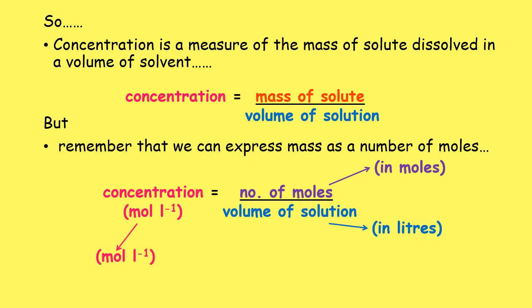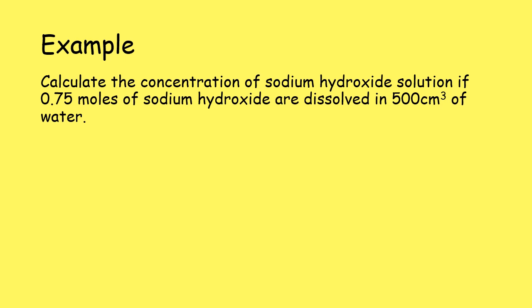Now, this gives us the equation C equals N divided by V, where C is concentration in moles per litre, N is the number of moles, and V is the volume of solution in litres. Remember, that's important. It needs to be in litres. So we have an example of a calculation.